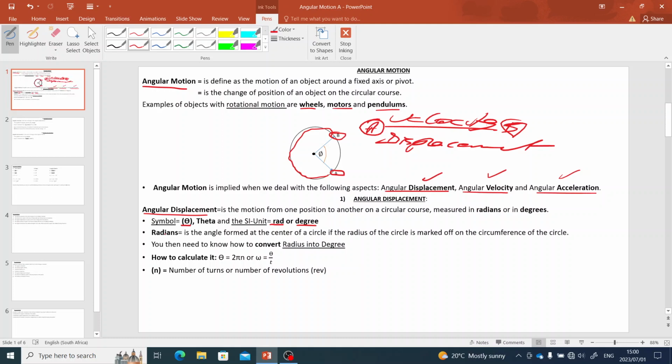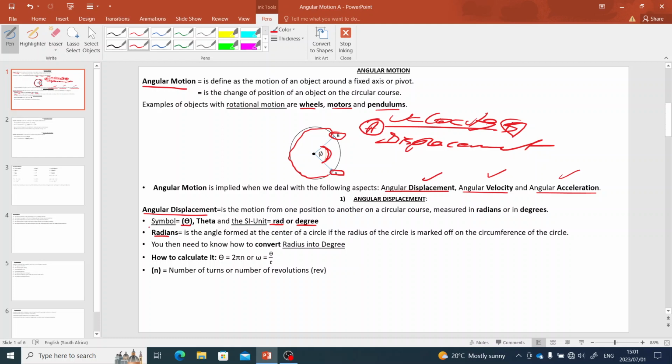Now, let us look at the definition of radians. A radian is the angle formed at the center of a circle. This is the angle that we are talking about. If the radius of the circle is marked off on the circumference of the circle, that's exactly what we did. We have a radius here, point A, and a radius there, point B. Then that angle gets to be formed. That's what the definition of a radian means.